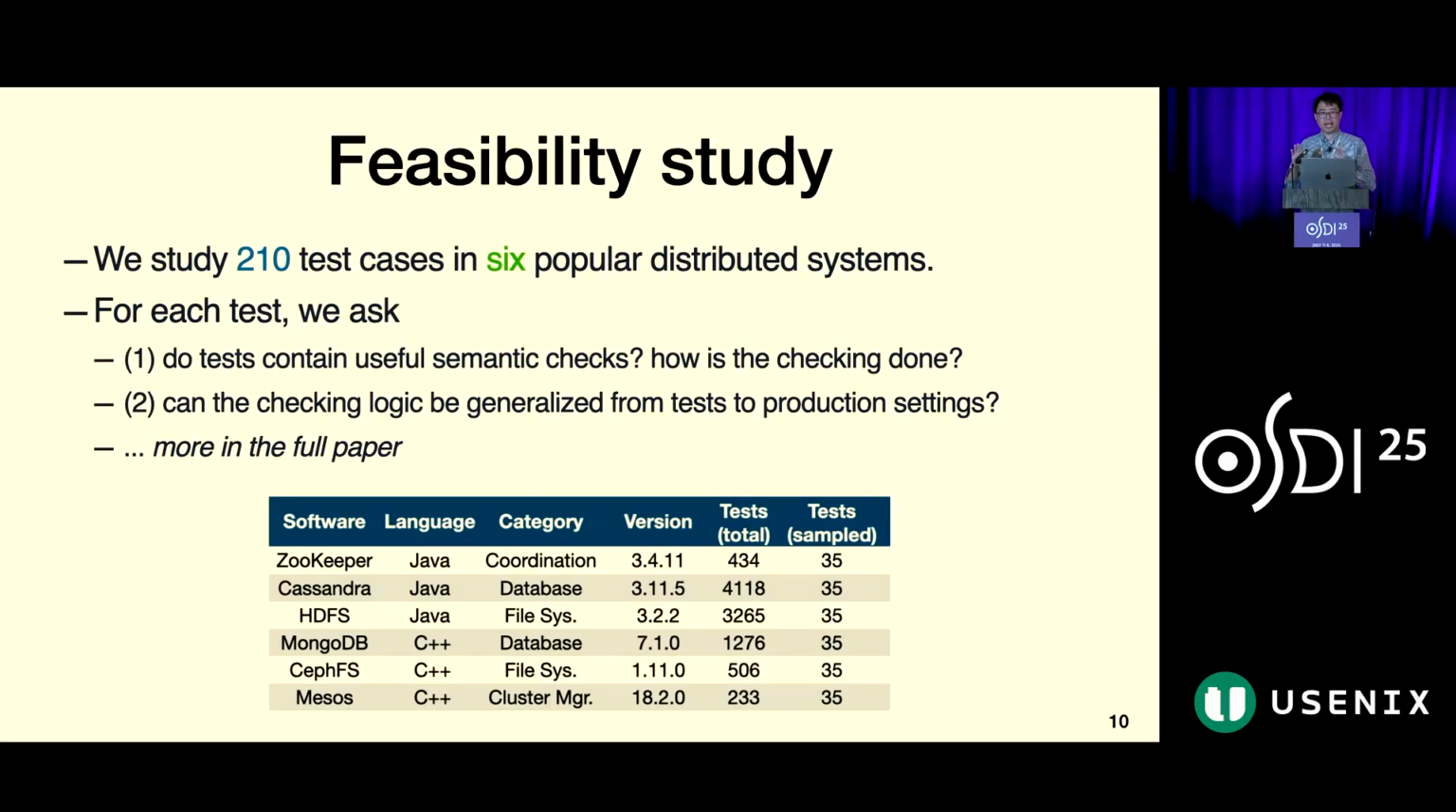Before we rush to start coding and implement the idea, we took a step back and saw if this approach is indeed feasible. We conducted a large-scale study on 210 test cases collected from 6 distributed systems. For each test, we asked several questions such as, do the tests contain useful semantic checks? And is the checking logic really generalizable?